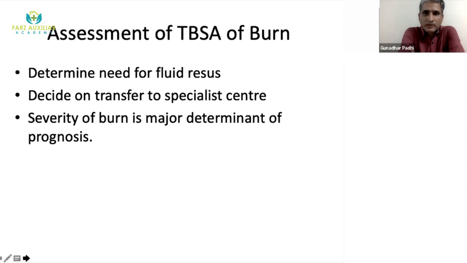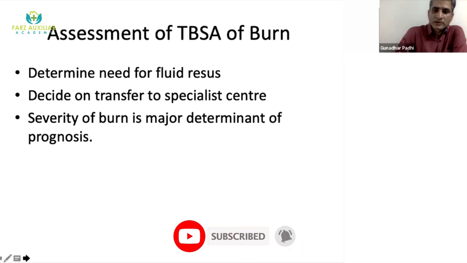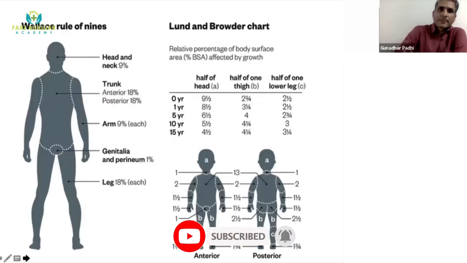So any burn area which is more than 15% is considered to be a major burn for adults, and if it involves more than 10% in the pediatric population, it is considered a major burn for that particular population. Less than 10% of the burn surface area you can sometimes manage in a non-specialist burn center also, but more than 10% in pediatrics and 15% in adults, it has to be transferred to the specialist burn center.